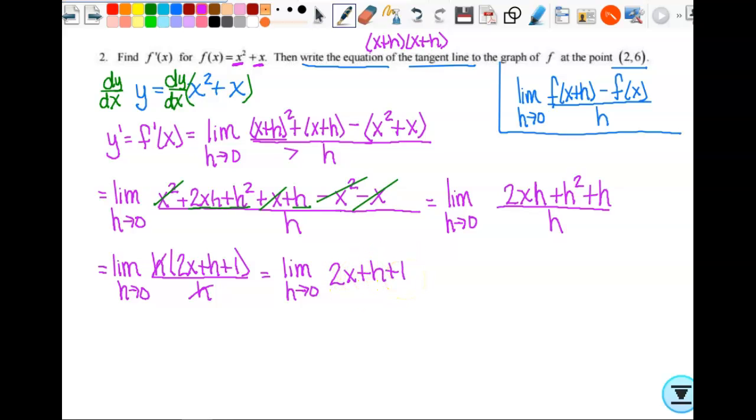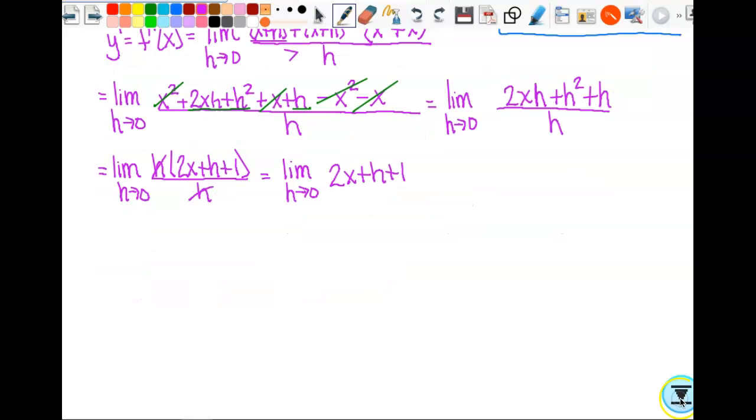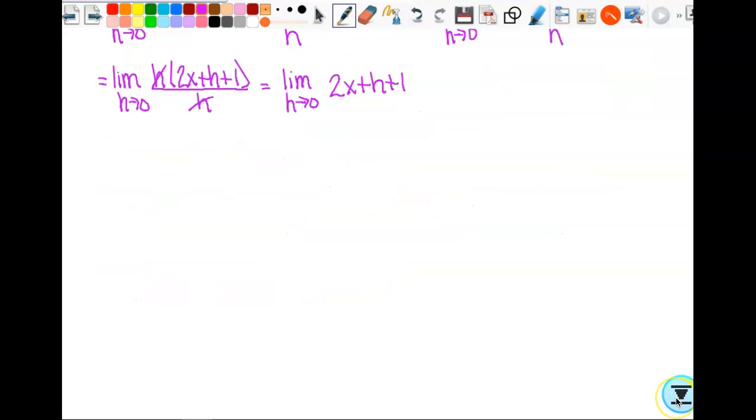So now that I have it all simplified down, I can evaluate it. When I evaluate it, that's when I get to drop the limit. It's kind of like when I take the square root of 4. When I actually take the square root of 4, it becomes 2 and there's no square root sign, right? So when I actually take the limit by direct substitution, then I drop the limit and I get 2x plus 1. And what is that? What did we just find? The derivative. This is f prime of x, which is what we were asked to find.